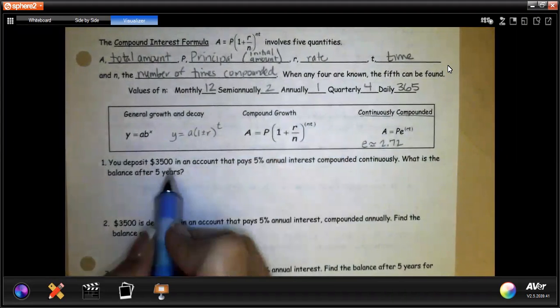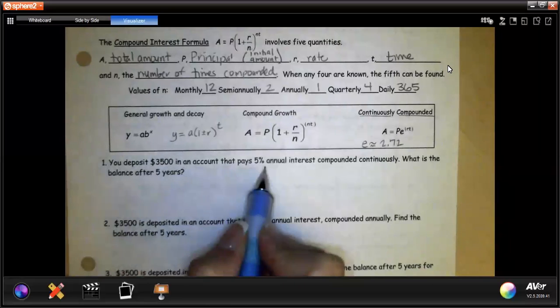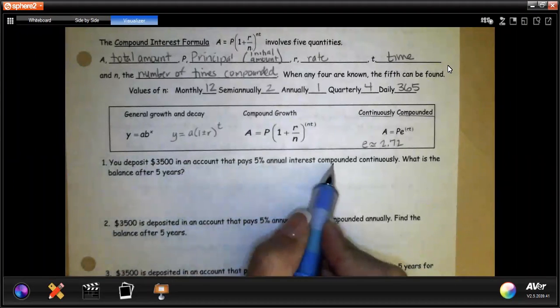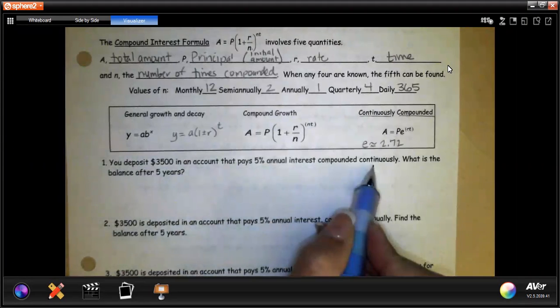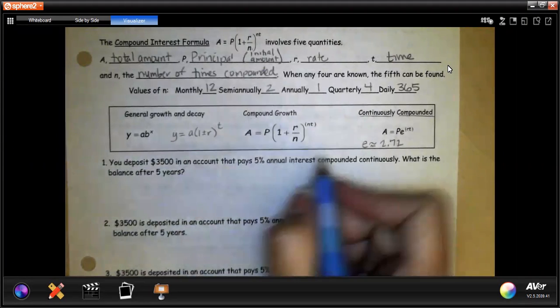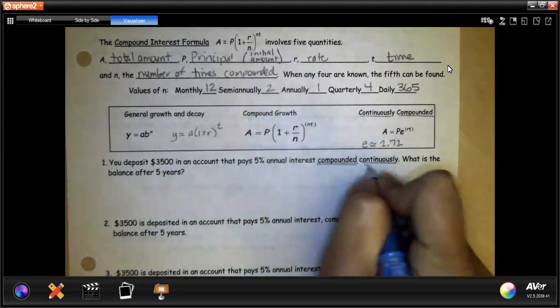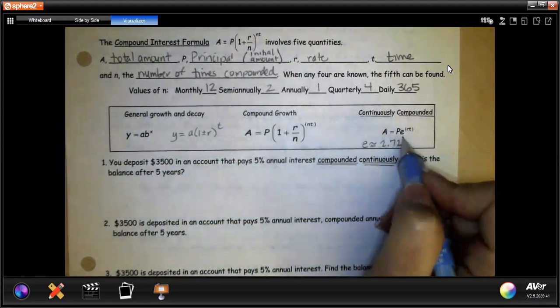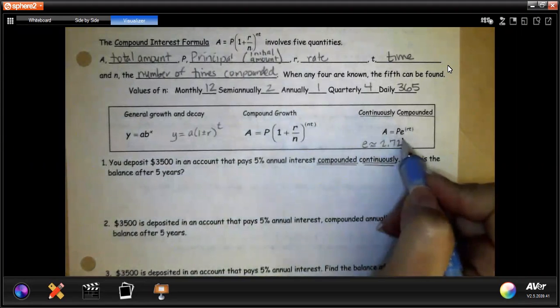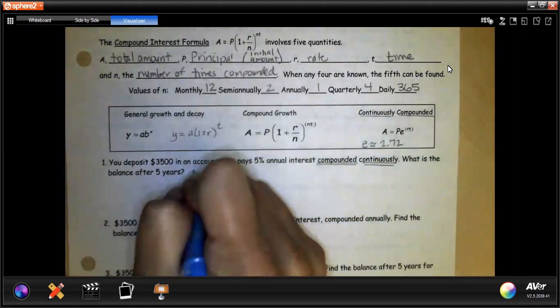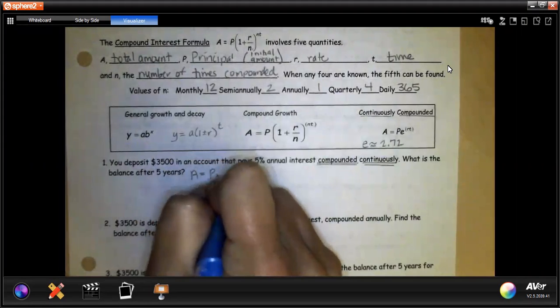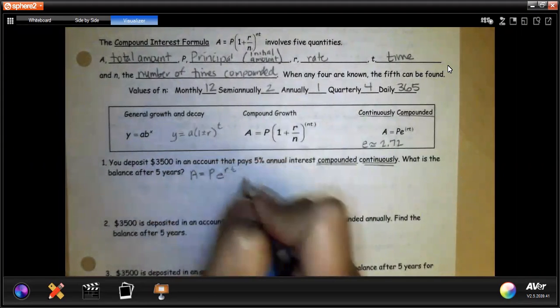It says you deposit $3,500 in an account that pays 5% annual interest, compounded continuously. What is the balance after 5 years? So we see this compounded continuously. And so we know we're going to use this equation here. Most of the time, you'll hear us call that PERT. So we're going to start with that A equals P times E to the RT.